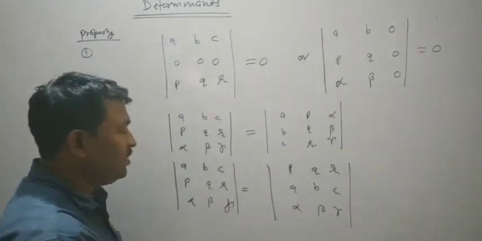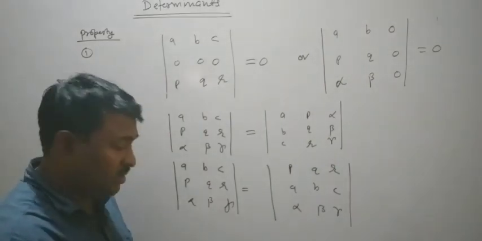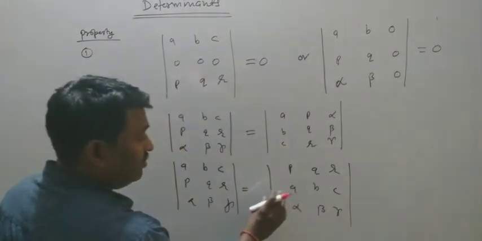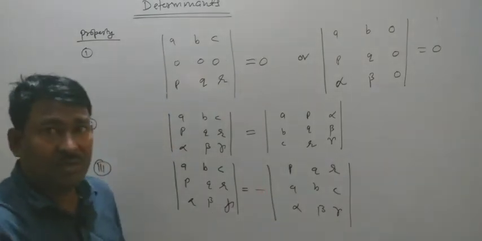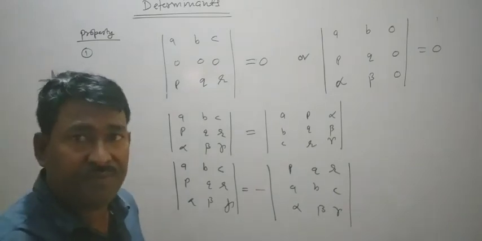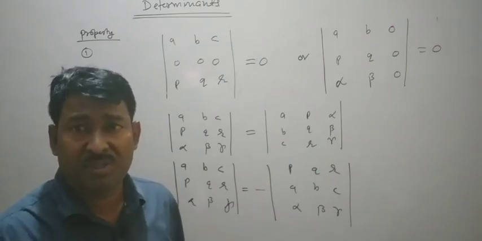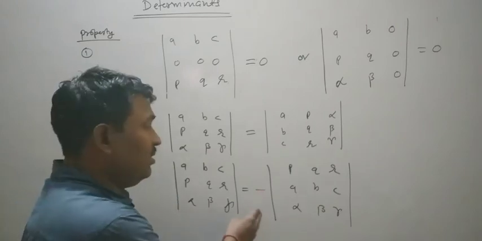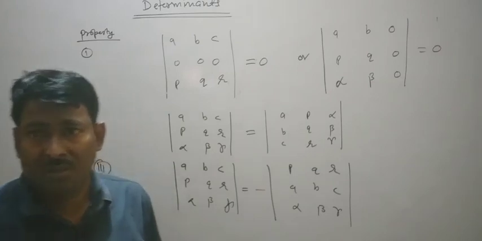So if we interchange any two rows or columns, then its magnitude will remain the same, but the negative sign will be there. For an odd number of interchanges of rows or columns, the value will be negative, and for an even number of interchanges it will be positive only, means there is no effect. Okay.